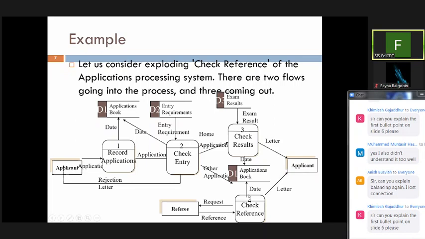other application and request as input, you can write it down. Other application and reference. These are two inputs coming to check reference, and there's date, letter, and request that goes out. These are three outputs. Okay, so two inputs, three outputs.